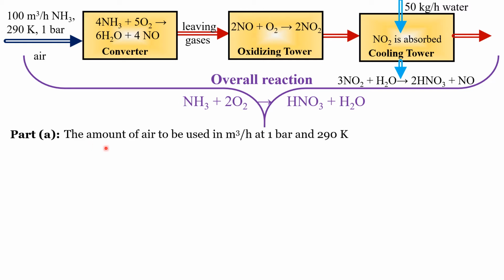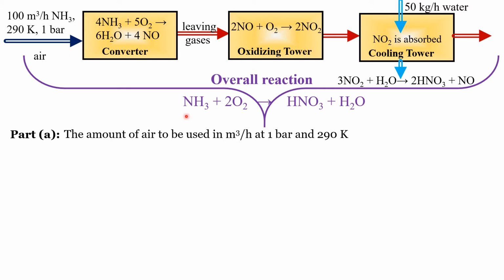So in part A, we need to find the amount of air to be used in meter cube per hour at 1 bar and 290 Kelvin. Here we have used the ammonia at 1 bar and 290 Kelvin. Corresponding to these conditions, we need to find the amount of air to be used. So we will use this equation because it was already given in the problem that excess air is used corresponding to the overall reaction.